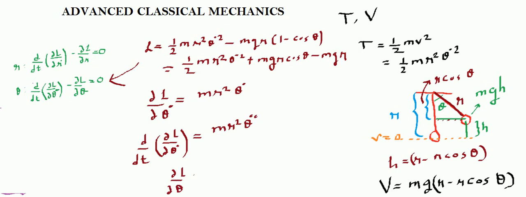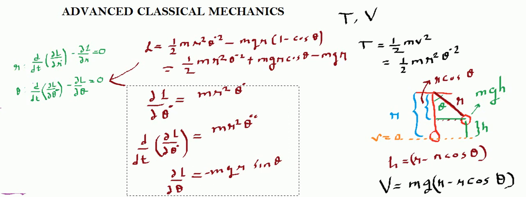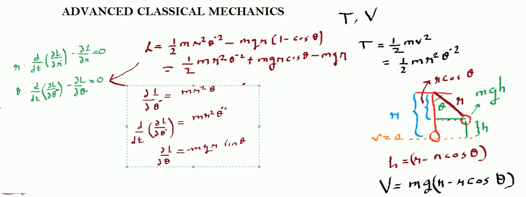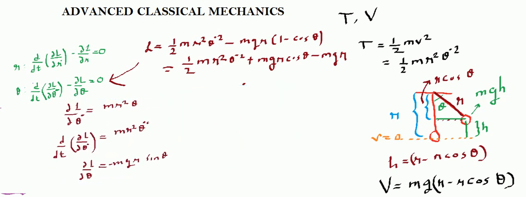So can you tell me what happens? The first term will be 0, the last term will be 0. So what is this term? This term will be m g r sin theta. But we know that when cos goes to sin, there is a minus sign. So now what to do? Now put these values into the equation of motion. Let us see what we get.